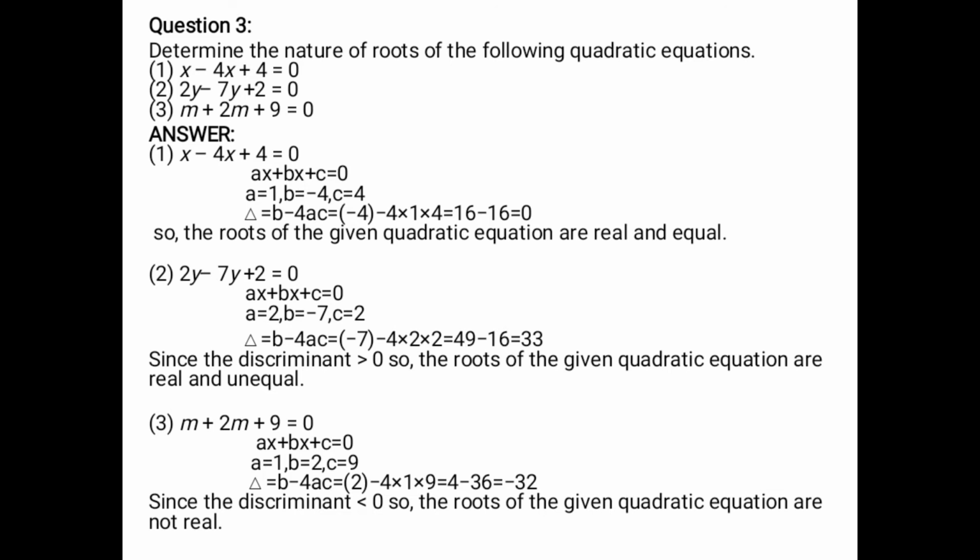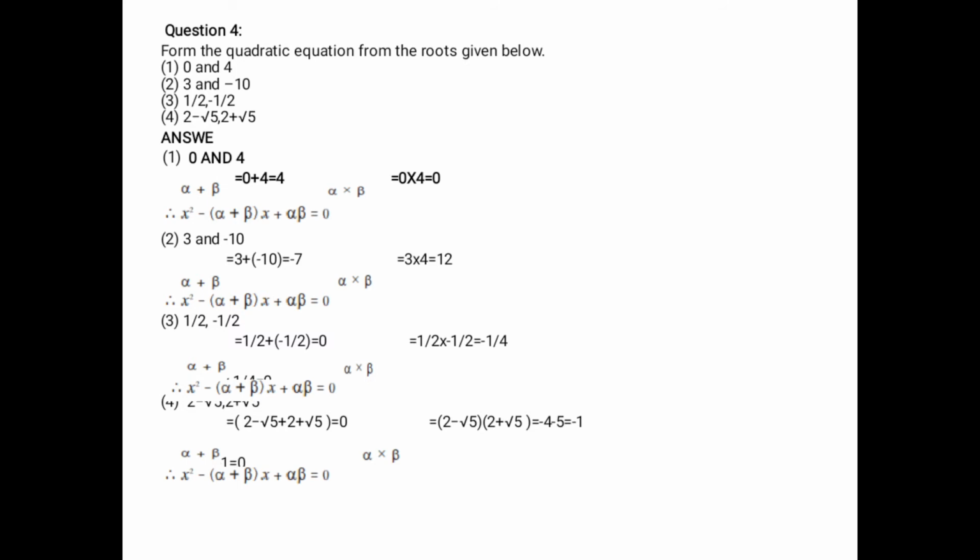are not real. Question number 4, form the quadratic equation from the roots given below. Example number 1, 0 and 4. Then alpha is 0 and beta is 4. Alpha plus beta is equal to 0 plus 4 is equal to 4. And alpha into beta is equal to 0 into 4 is equal to 0. Then the equation is x square minus bracket alpha plus beta x plus alpha into beta is equal to 0.